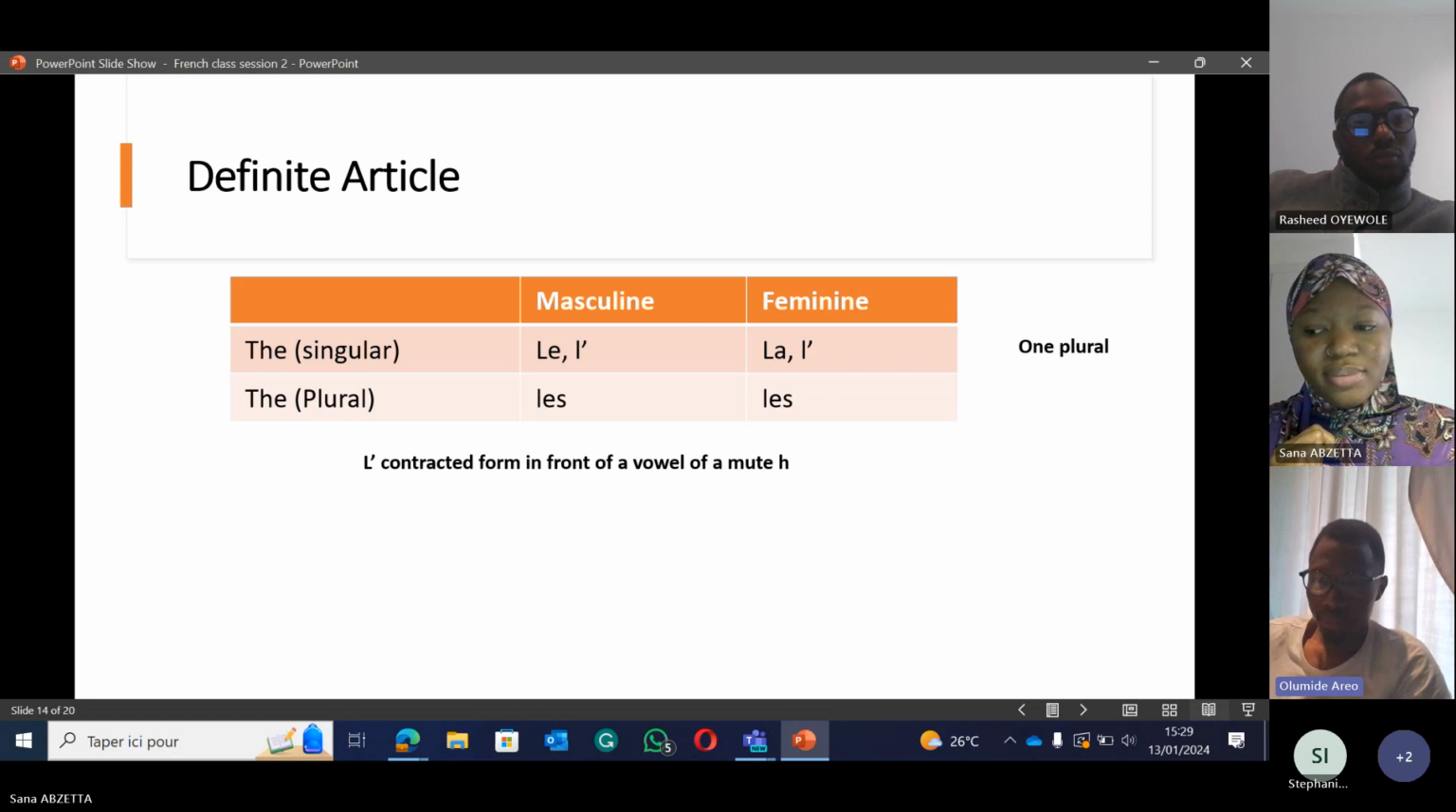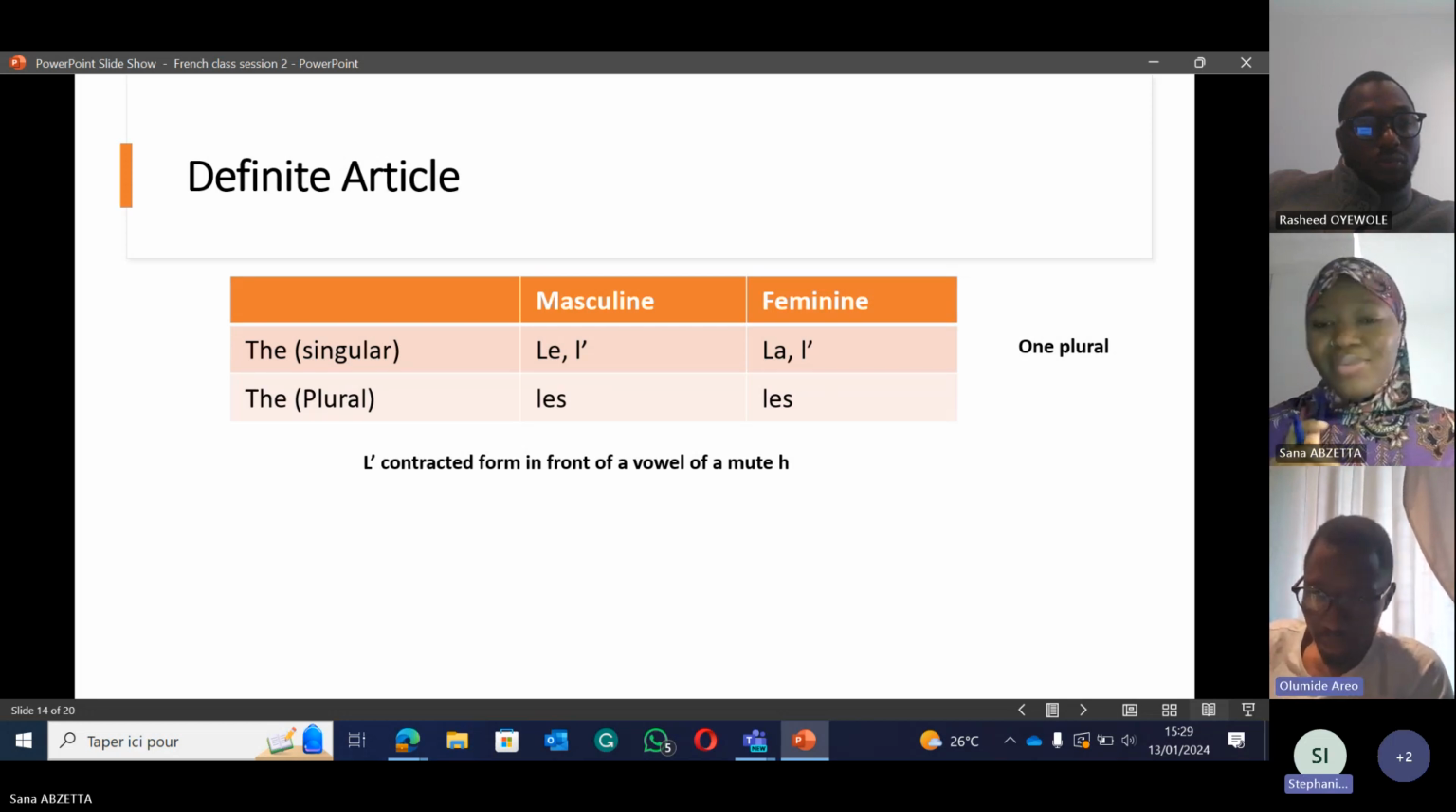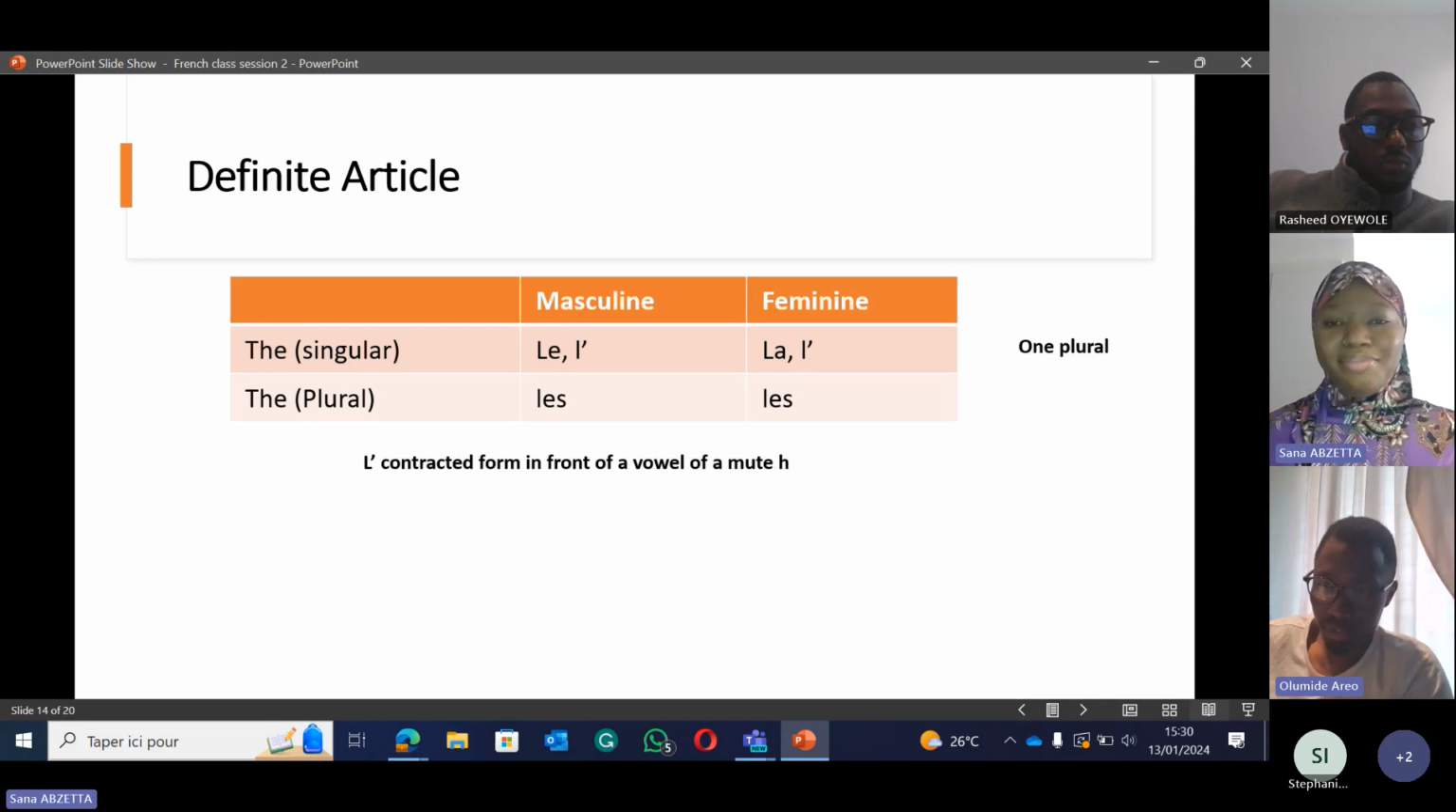Point taken. Thank you. Is it more clear? Yes. So to recap, in front of a vowel, whether it's masculine or feminine, you combine the L with the apostrophe and pronounce the end of the word. Yes. All right. Merci.